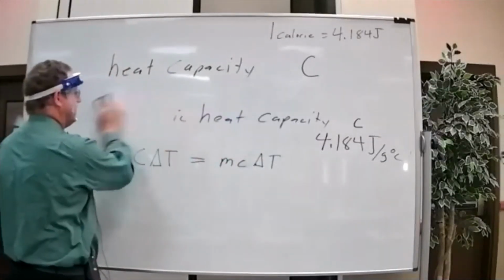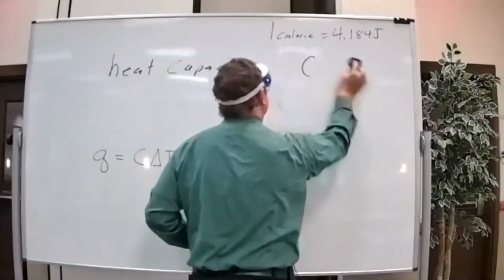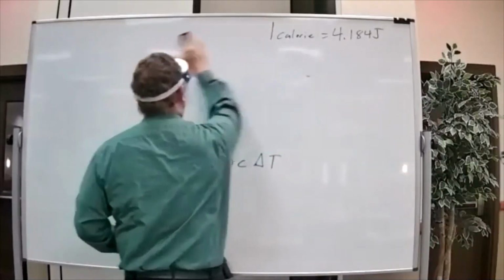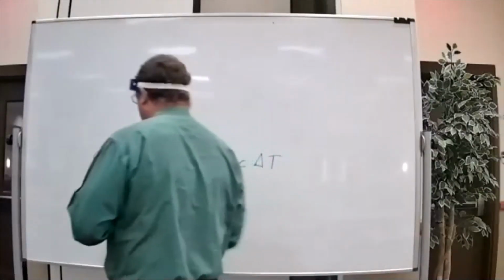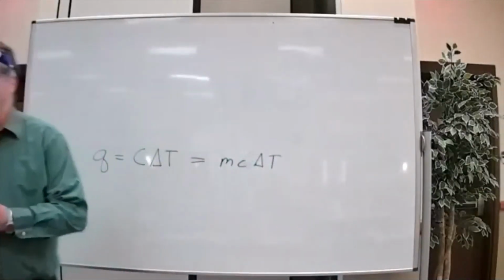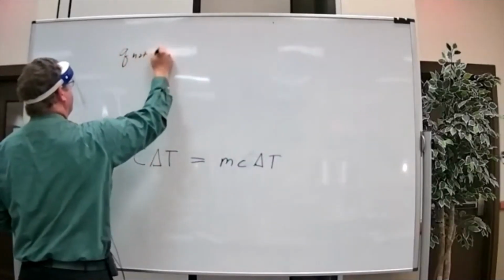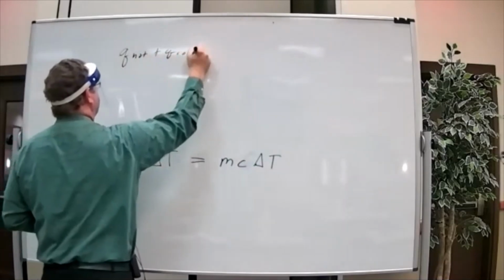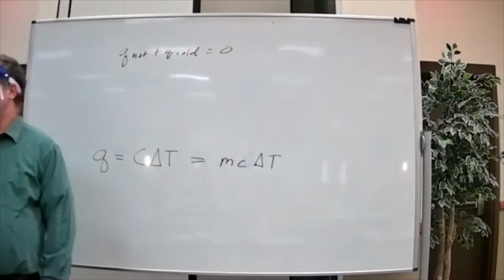We can say that very simply: within a system, the sum of the heat changes is equal to 0. Or if I only have 2 substances involved, Q hot plus Q cold equals 0.